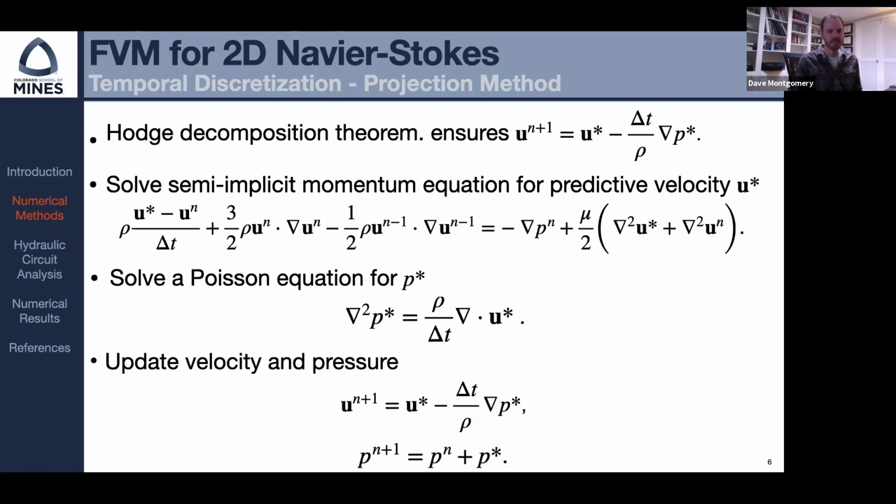To recover an incompressible velocity field, an update is made at the end of each time step, coupling the current velocity with the current pressure. Note that the semi-implicit discretization of the momentum equation allows us to move the nonlinear terms to the right-hand side. Therefore, to solve the momentum equation at each time step for u star, we solve two large linear systems. Additionally, the Poisson equation is also linear, so at each time step, we must solve three linear systems.